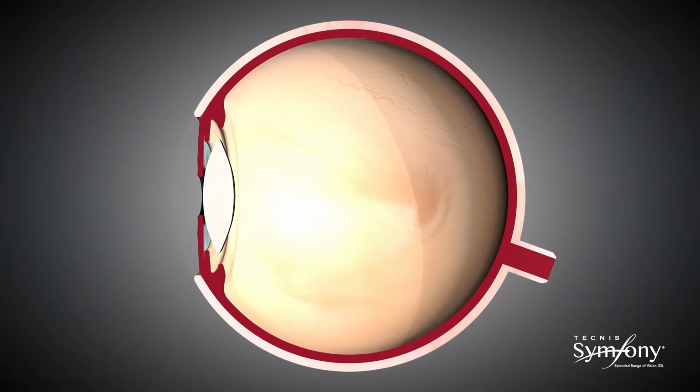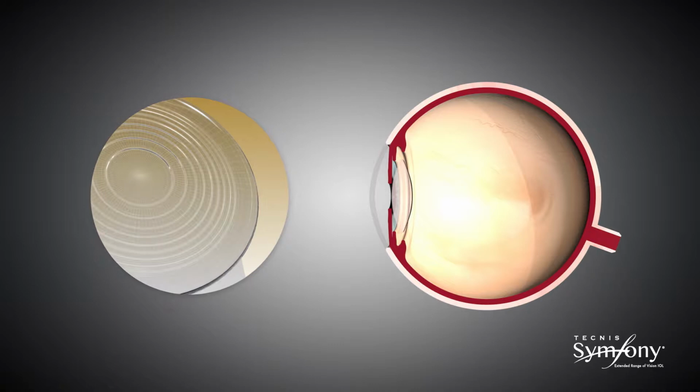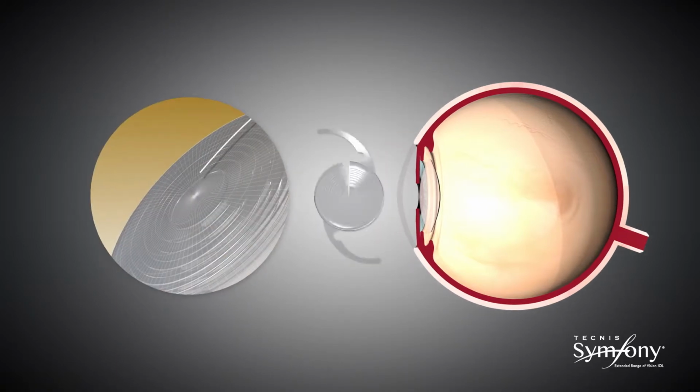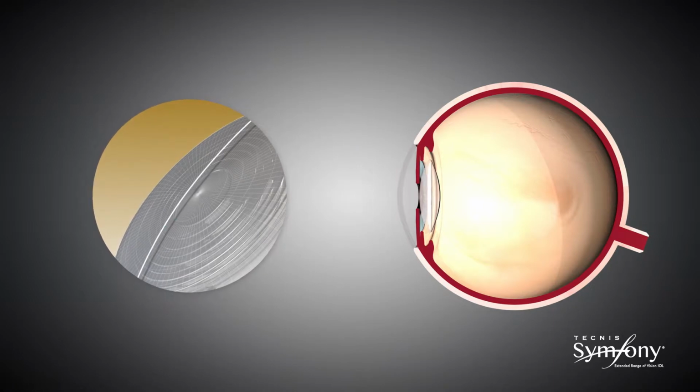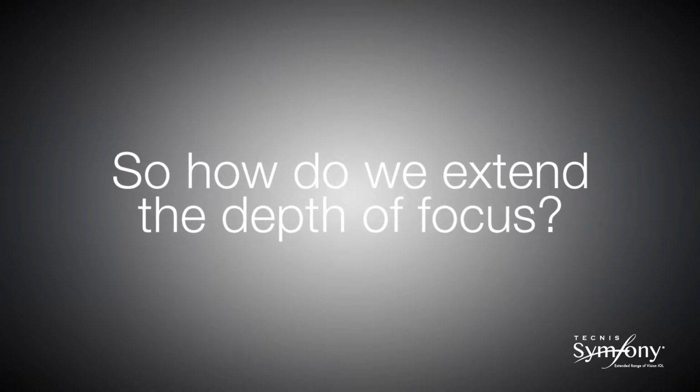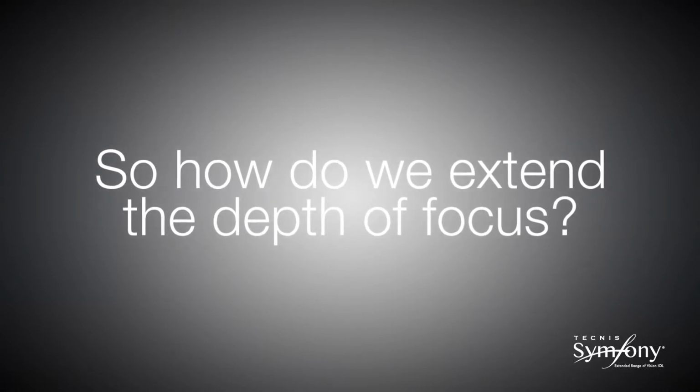Tecnis Symfony IOL delivers on this promise by utilizing two proprietary complementary enabling technologies, which are the echelette design that extends the depth of focus and the achromatic technology which corrects chromatic aberration. Firstly, let us look at how the echelette design works to extend the depth of focus.